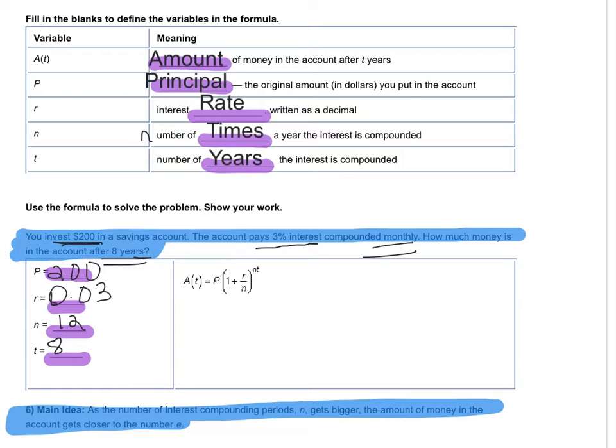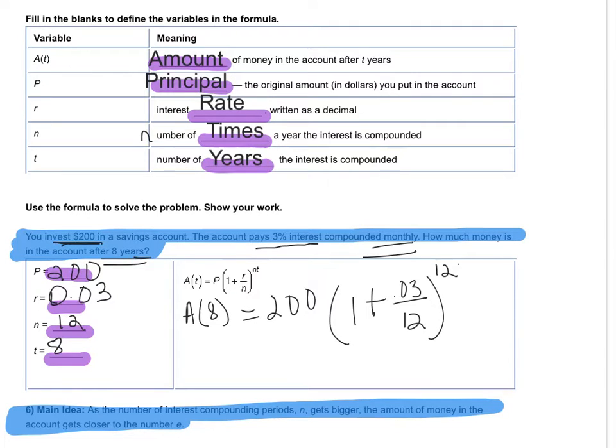So now we'll just take those values and plug it into the equation. A subscript T is equal to 200 times 1 plus 0.03 divided by 12, raised to the 12 times 8 power. All right, now we're going to plug that into our calculator.